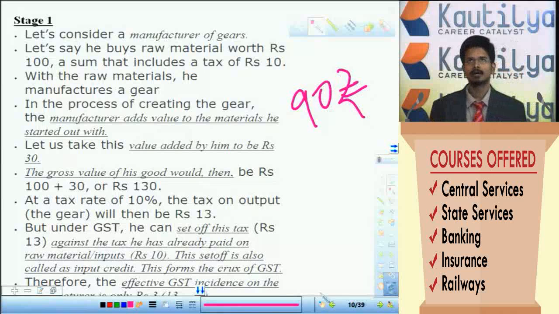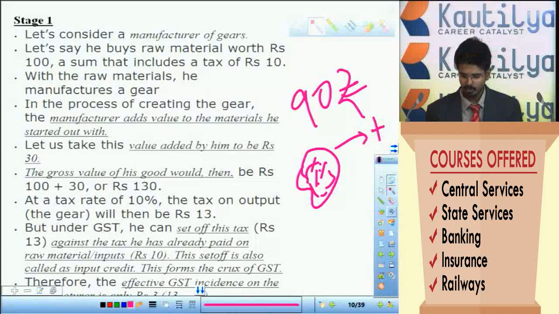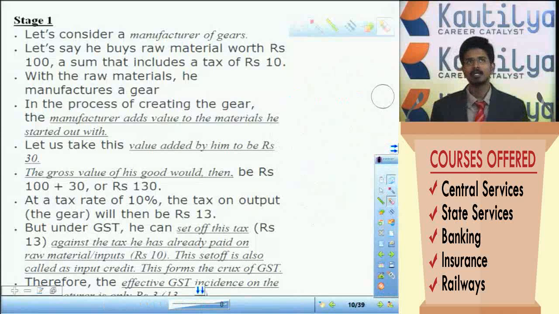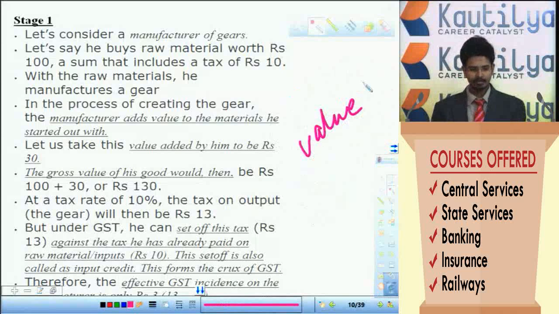So on the whole, the owner of the factory is paying 100 rupees. In the process of creating the gear, the manufacturer adds value to the raw materials. Raw materials are just brick and mortar kind of things; you cannot put them to use. So he gathers all the raw materials like steel, iron, etc., and makes a proper gear. Obviously he has added some value. The steel has been transformed into a gear which can be used in cars and motorbikes. So let us take that the value added by him is rupees 30.